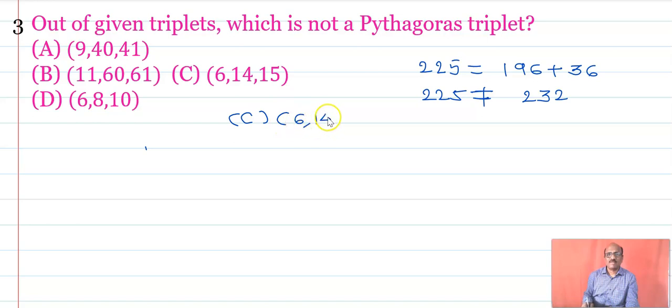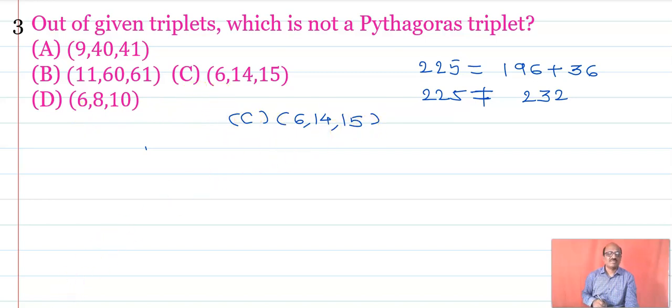6, 14. For this you need to know calculation and squares. And this last one is a triplet. 10 square is 100, this is 64 plus 36. Then this is the triplet. Which is not the triplet? This is not the triplet.